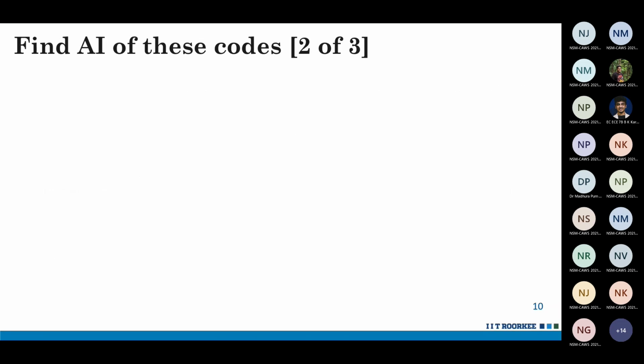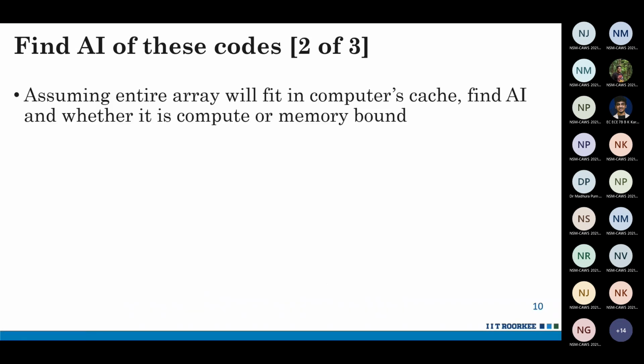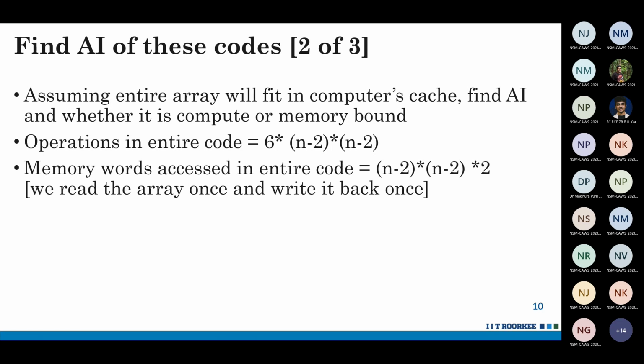So total operations, if you see, in each iteration we are doing 1, 2, 3, 4. No, sorry. 1, 2. 2 multiplications and 4 additions. And there are a total of (n minus 2) squared iterations. So total 6 into (n minus 2) squared computations we are doing, and each one we are reading and writing back. So 2 into (n minus 2) squared memory words we are accessing. So AI is 3 flops per word.